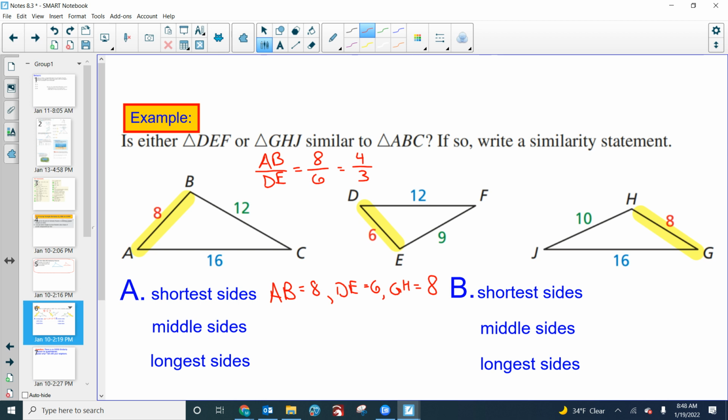All right. How about the middle sides? Well, let's do AB while we're at it. Let's do AB to GH. AB, the shortest side is 8. GH, 8. The ratio is 1.